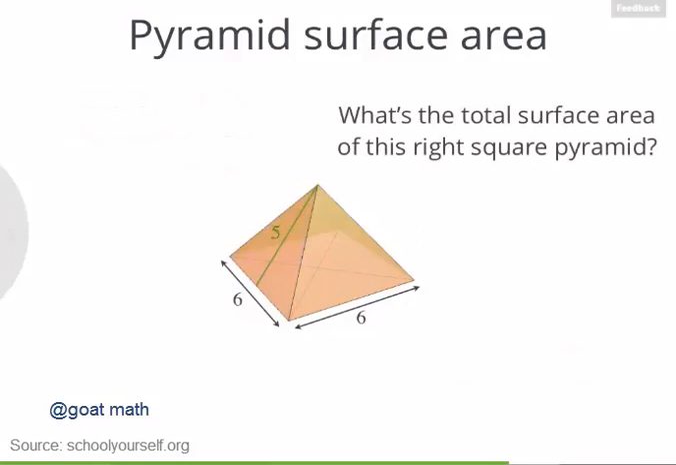So what's the total surface area of this right square pyramid? Remember to add up the areas of all 4 triangular faces as well as the square base. Well done! You found the area of this triangular face is 15, and there's a total of 4 triangular faces. And earlier, you found the square base has an area of 36. Adding all these areas together gave you a total surface area of 96.